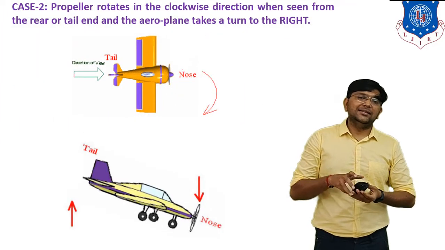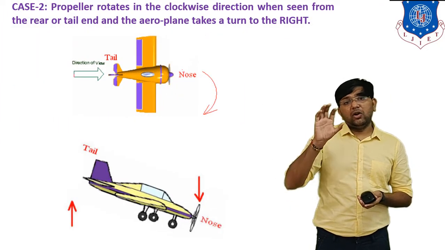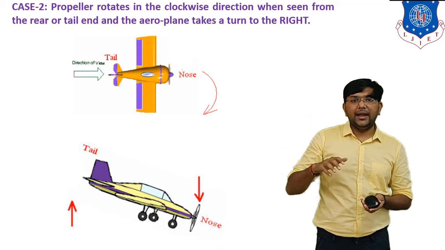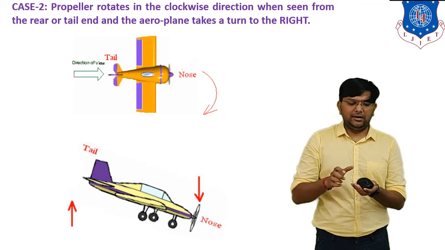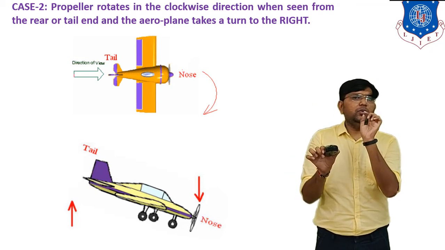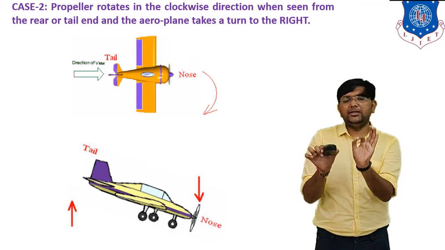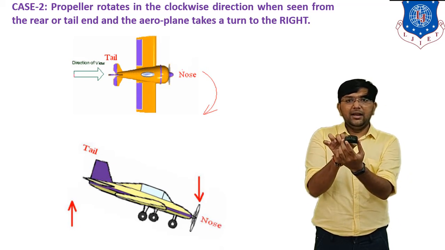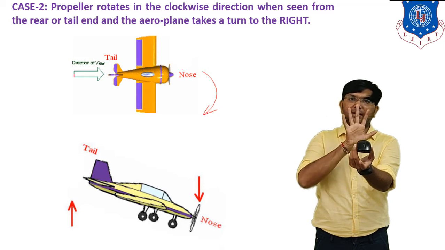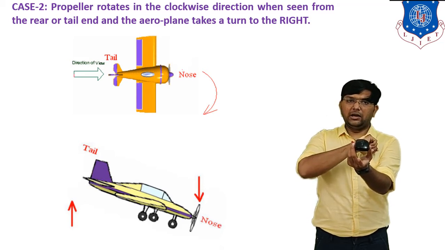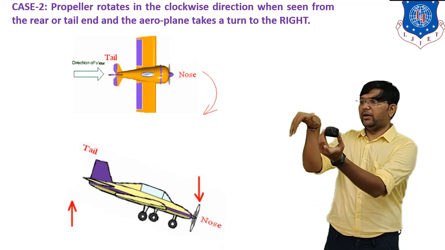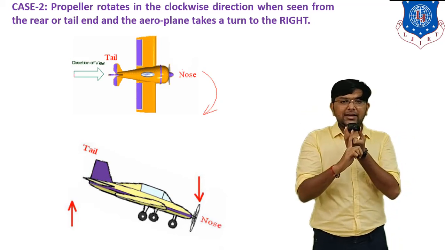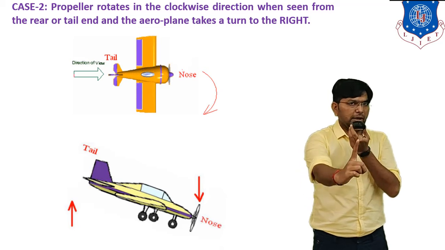Now we have to discuss case number 2. The propeller rotates in clockwise direction when seen from the rear side, and the aeroplane takes a right turn. Clear? First of all you have to identify the direction of angular momentum for the propeller. You have to visualize the aeroplane from the rear side. Now the propeller rotates in clockwise direction. You have to curl your fingers in the clockwise direction. At that time the thumb indicates the direction of the rotor. So this is the direction of angular momentum for the propeller.